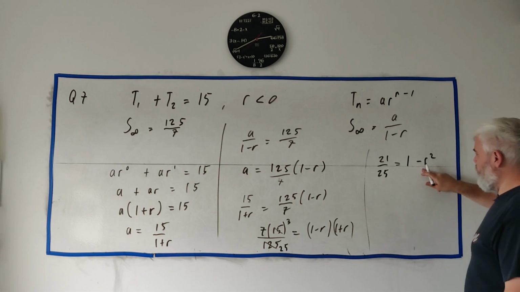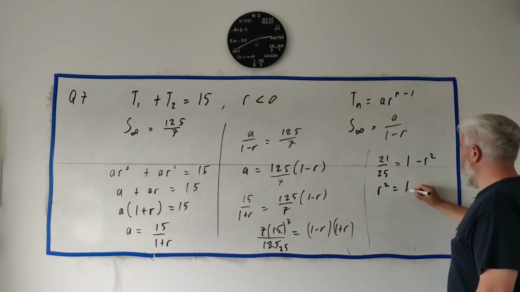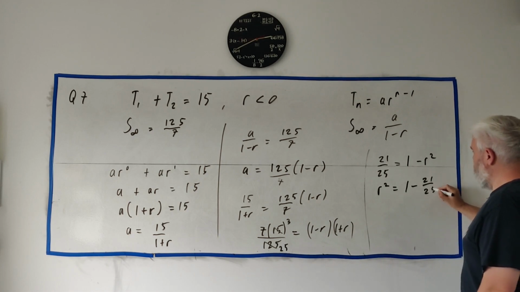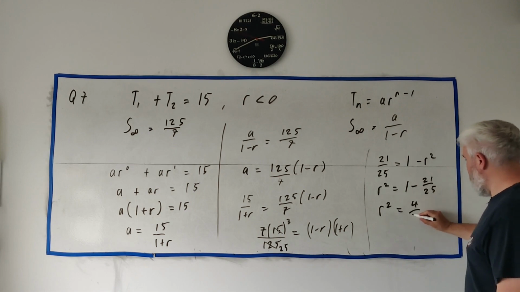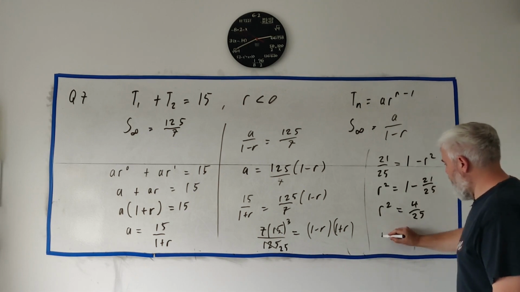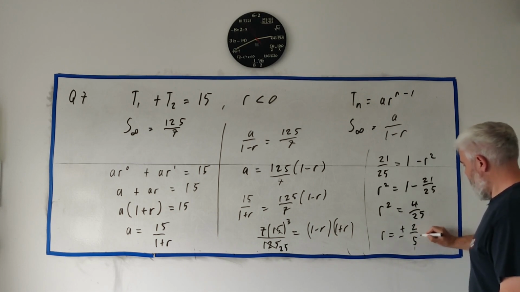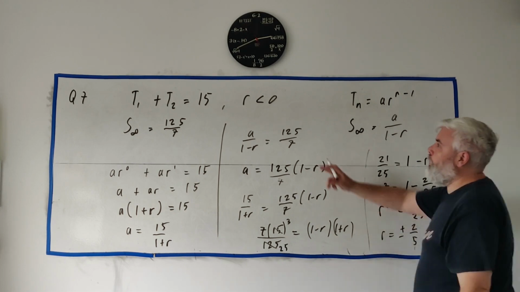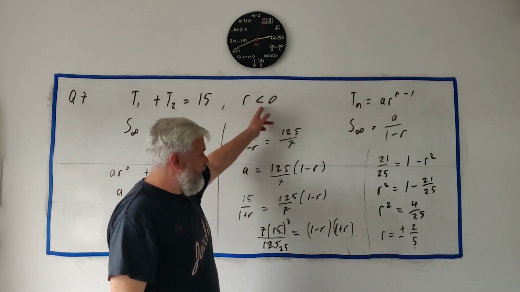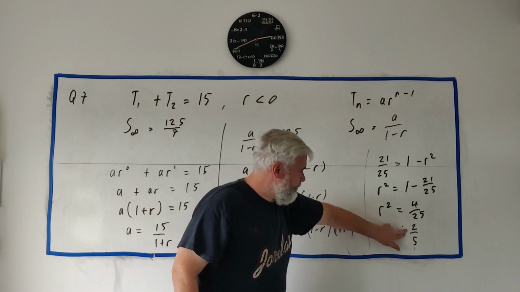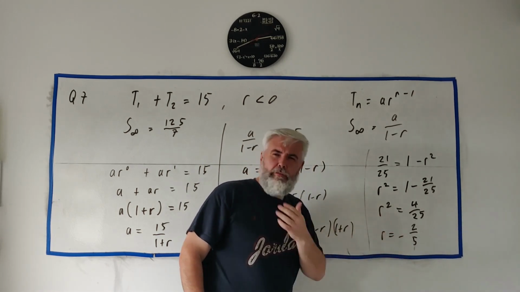That means we can solve for r. Let's see, move r over, we get r squared is equal to 1 minus 21 over 25. r squared is equal to 4 over 25. And then r is equal to plus or minus 2 over 5. Except they told us one last clue. They told us r was less than 0. So if r is less than 0, this can't be a plus. So the answer is r is equal to minus 2 over 5.